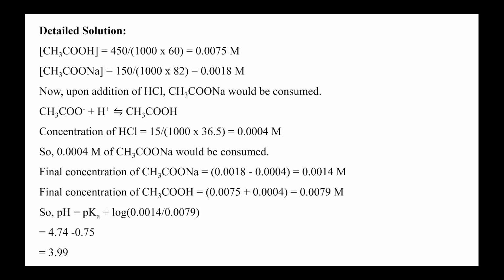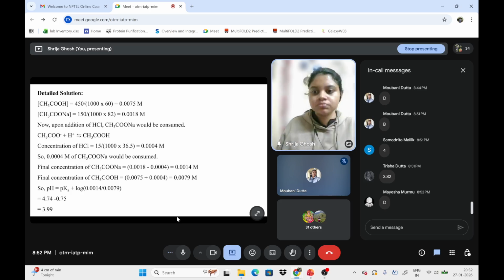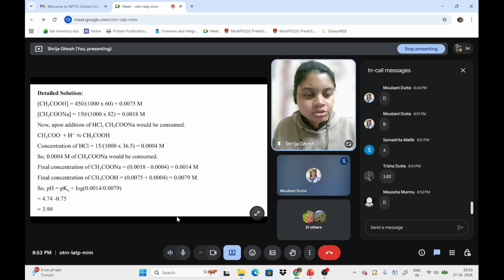Mobani and Samadita, you have gotten the right answer, so it's good. Rest of you who haven't answered also check this calculation. Trisha and Maisha, I request you to go through your calculation once. Other than the calculation part, is there any doubt in this question? Others who haven't responded anything, any answer, is it clear to you? The solution. You can take your time, do the calculation slowly, practice it.